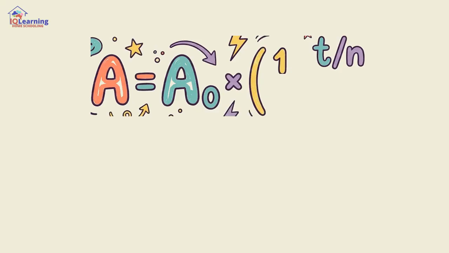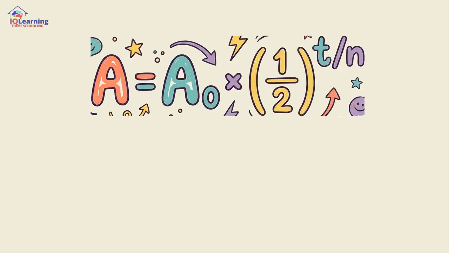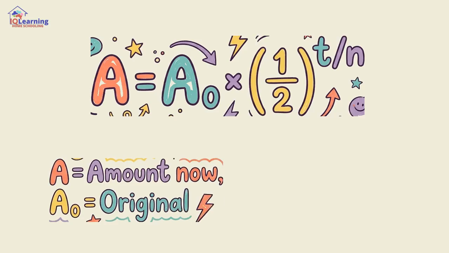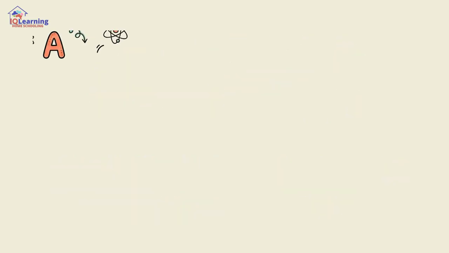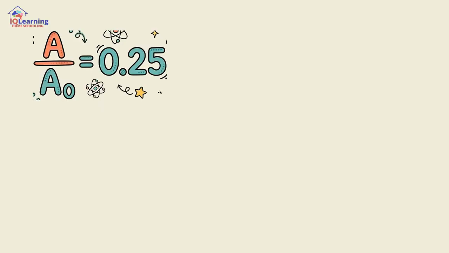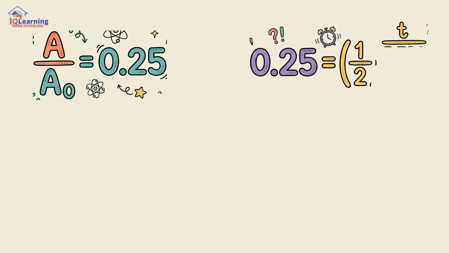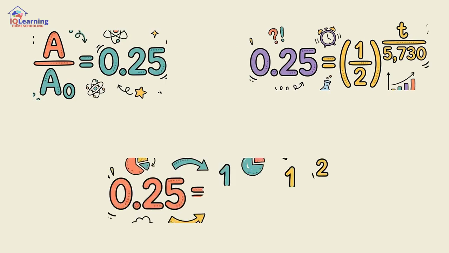Now let's connect that to the exponential decay formula scientists use. A equals A₀ times (1/2) raised to the t over n power. A is the amount remaining now. A₀ is the original amount. t is the elapsed time, and n is the half-life. Since 25% remains, A over A₀ equals 0.25. Substitute into the formula. 0.25 equals (1/2) raised to the t over 5,730 power.